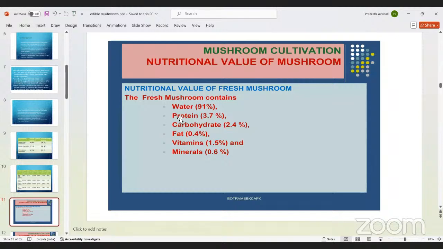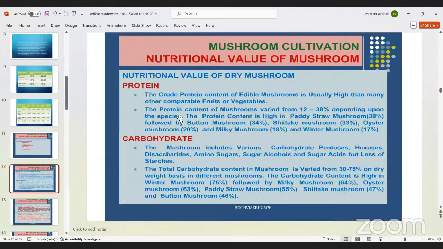3.7% proteins and 2.4% carbohydrates and less amount of fats, that is 0.4%, and vitamins 1.5% and minerals 0.6%. So that is the nutritional value of dry mushroom.